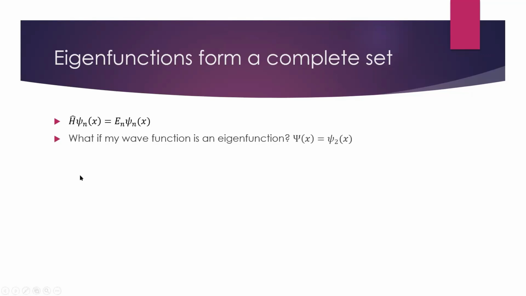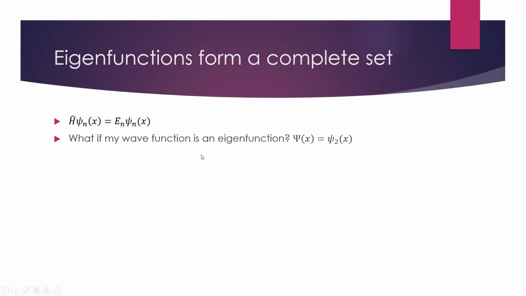So let's ask the question of what if my wave function is actually an eigenfunction of that operator? The way we're going to denote eigenfunctions is commonly like this. Here we have a psi sub n, where that n can be any integer, sometimes including 0, sometimes not. We can have psi1, psi2, psi3, and so forth, and that's going to have an eigenvalue of E1, E2, E3.